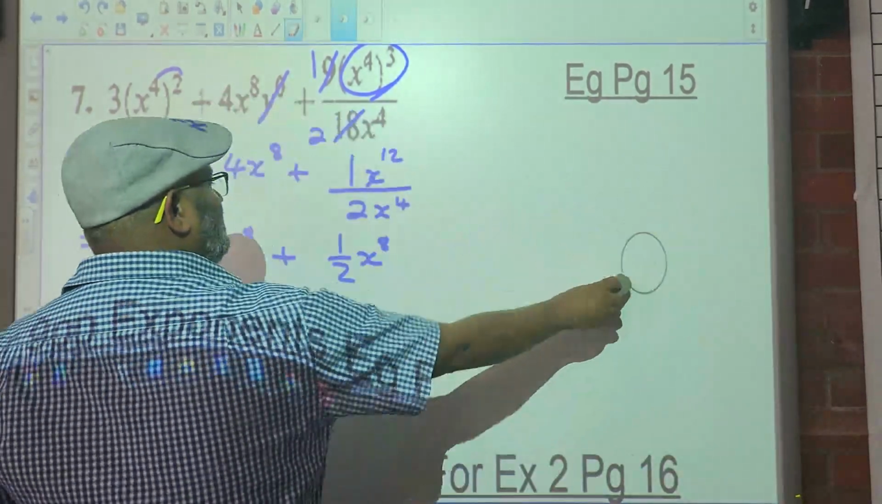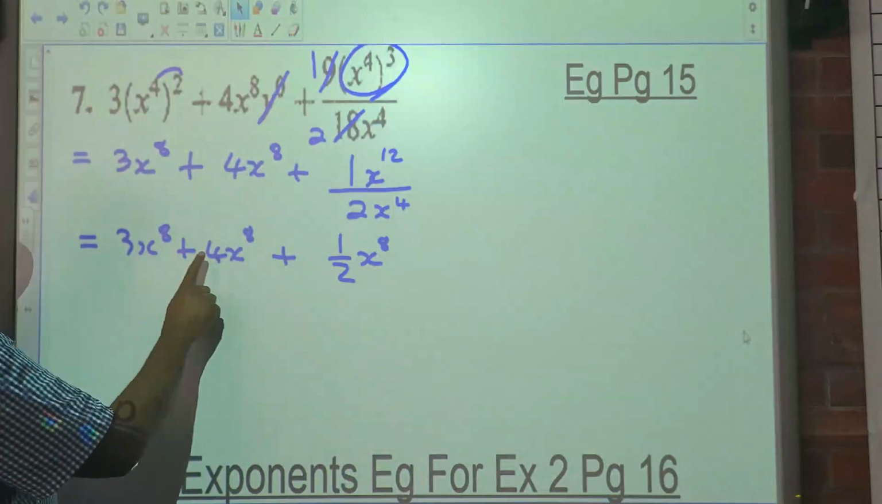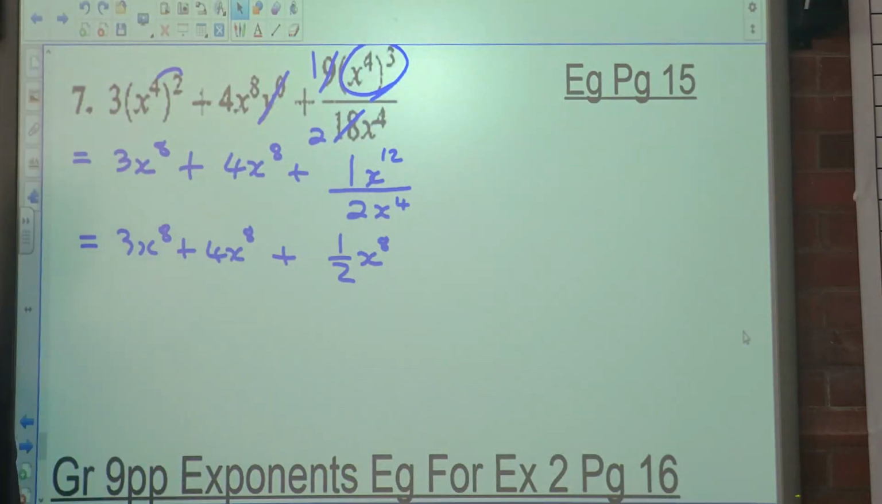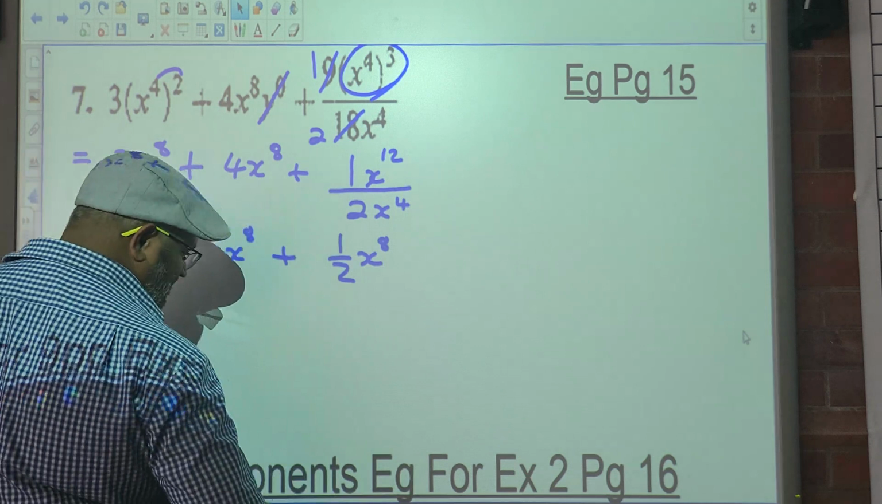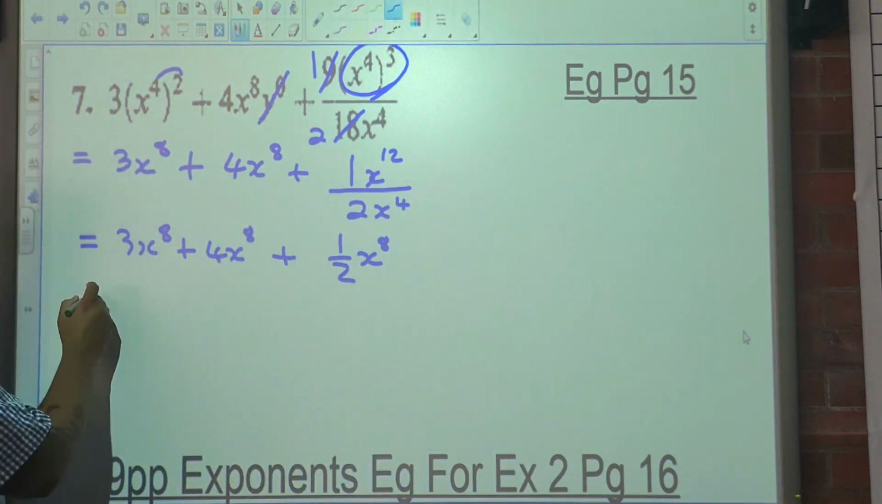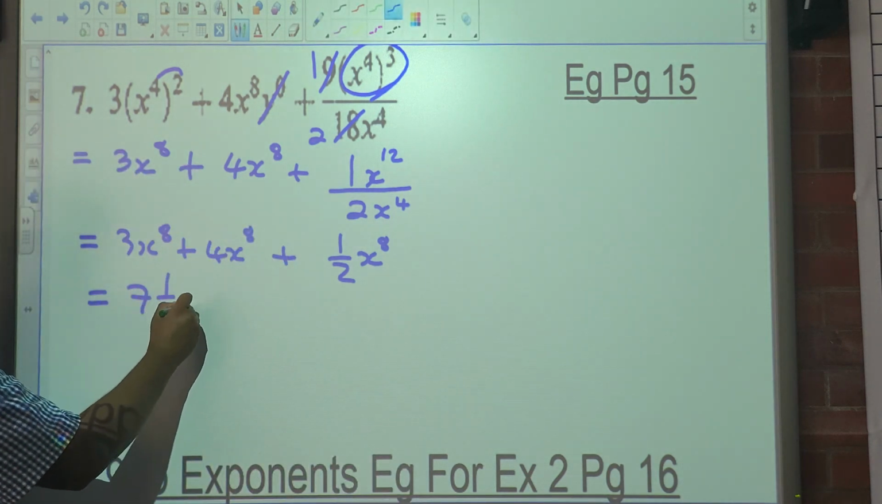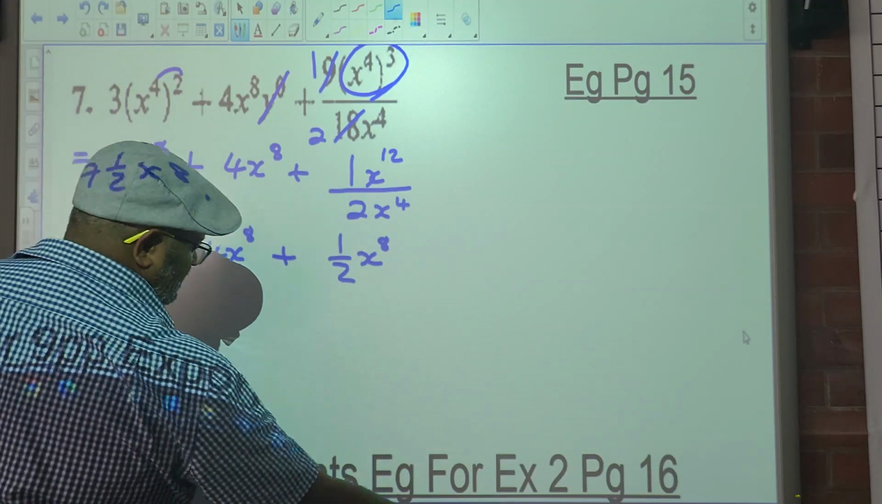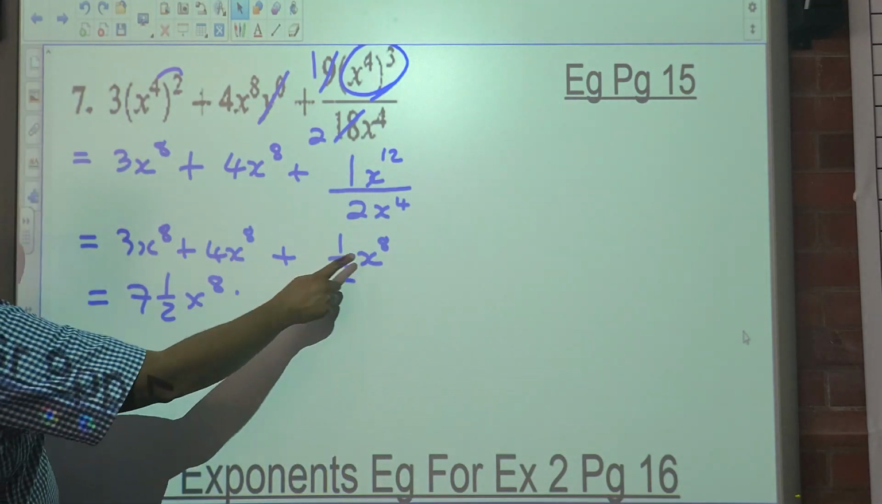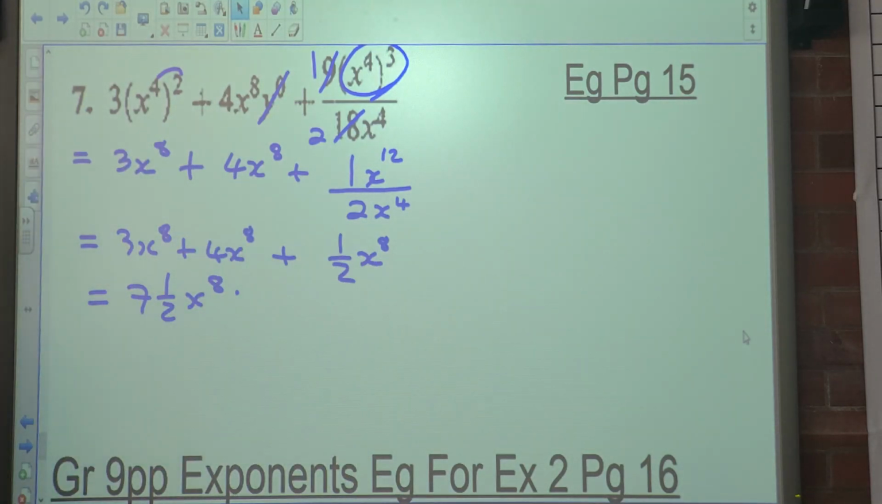The reason why I wrote it here is that I can now see my like terms. So what is 3x to the exponent 8 plus 4x to the exponent 8? 7x to the exponent 8. And what is 7x to the exponent 8 plus a half x to the exponent 8? 7 and a half x to the exponent 8. Remember, when you add and subtract, the variables stay the same.